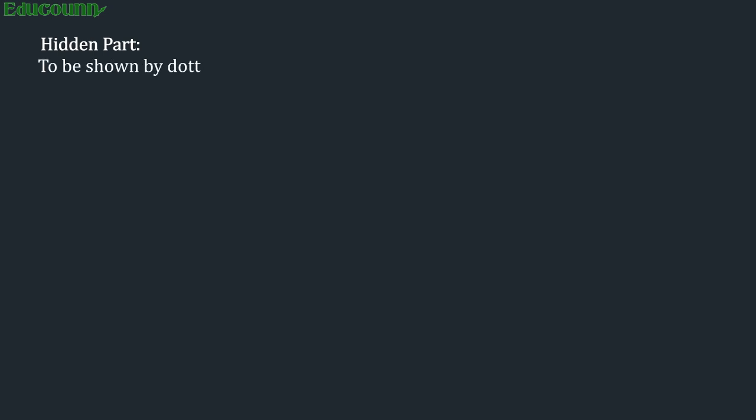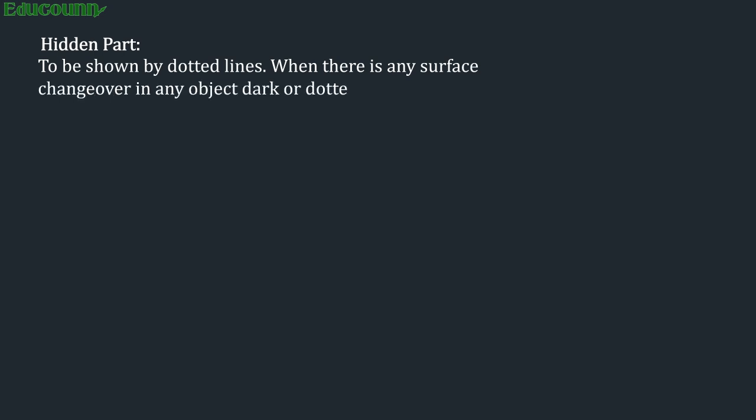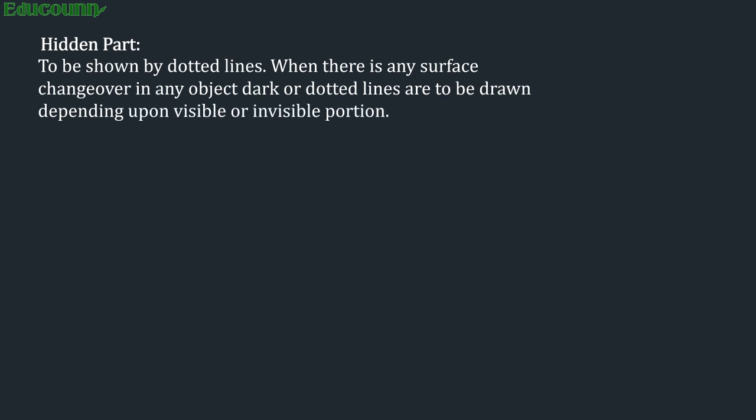A hidden part is always shown by dotted lines, and when there is a surface changeover in any object, dark or dotted lines are to be drawn depending upon the visible or invisible portion. If there is a surface changeover of a visible portion, then a dark line is drawn, and if there is a surface changeover indicating the invisible portion, a dotted line is preferred, and the dotted line is called the hidden line.